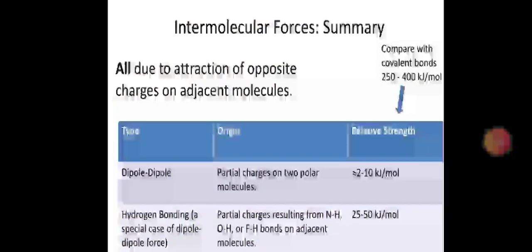Then we also discussed intermolecular forces. Two major forces of attraction we discussed: dipole-dipole interactions, which are present due to partial charges on two polar molecules, with a relative strength of 2 to 10 kilojoules, whereas hydrogen bond is a special case of dipole-dipole force. But in this case we are limited to a few bonds, like nitrogen-hydrogen, oxygen-hydrogen, or fluorine-hydrogen bonds. The relative strength is 25 to 50 kilojoules. This indicates that hydrogen bond is the strongest of the intermolecular forces present.